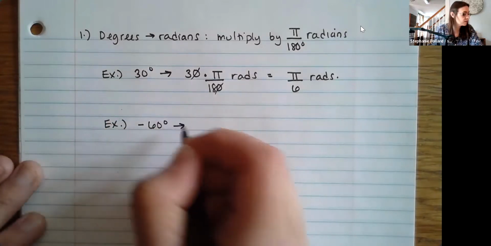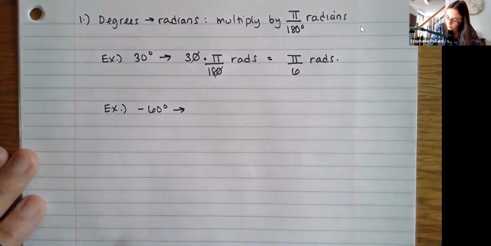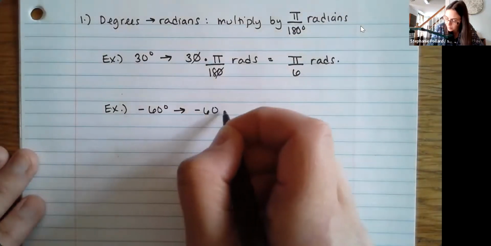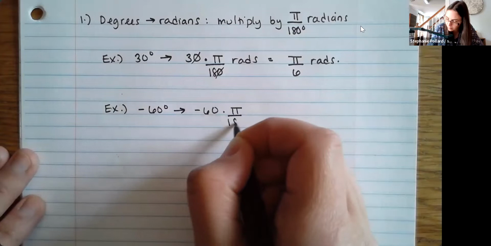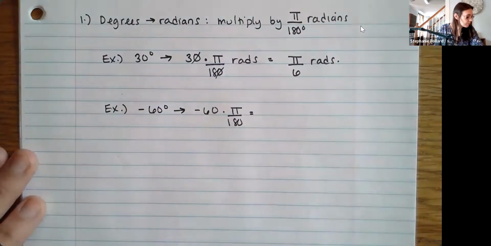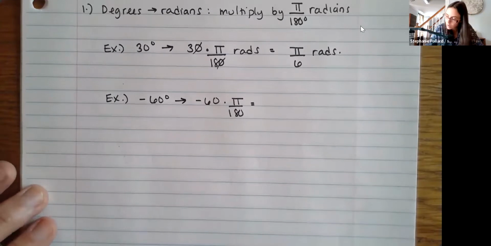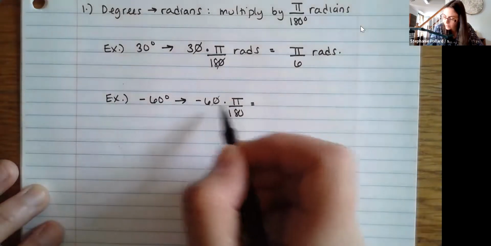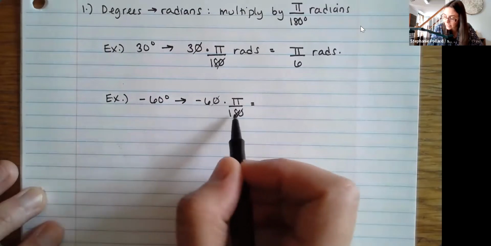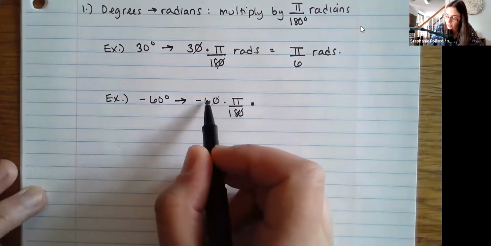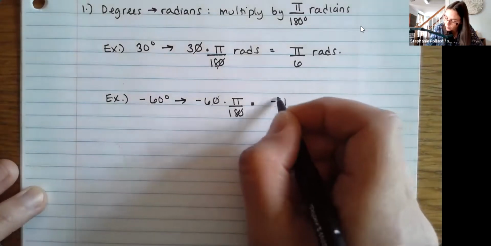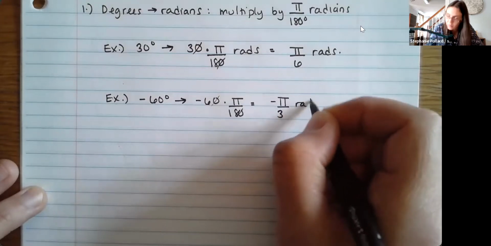You could do it with negatives as well. So if I have negative 60 degrees, it'd be negative 60 times pi over 180. Here again, those zeros will cancel. These are both divisible by 6. So we have 1/3 here. So negative pi over 3 radians.